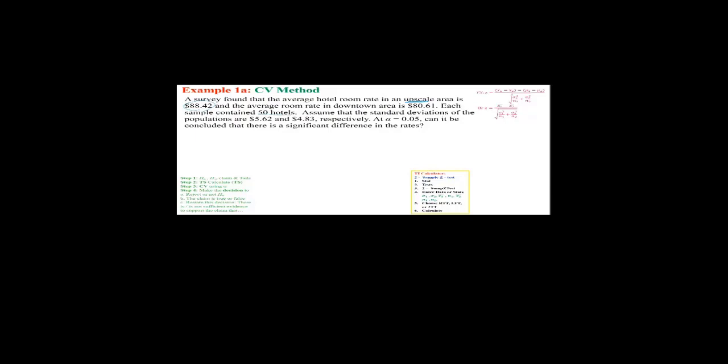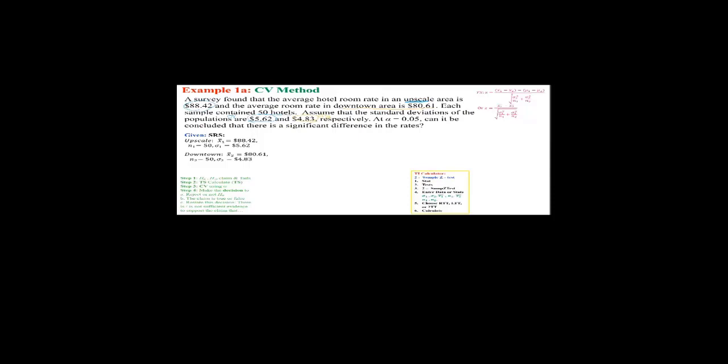And sigma 1 is 5.62. This is sigma 1. For the downtown area, the average x sub 2 bar is 80.61. N sub 2 is the same, 50, and this is sigma 2. Alpha is 0.05. It's an SRS, simple random sample. We are dealing with two different populations or samples, if you will: upscale with x1 bar, N sub 1 and sigma 1, and the same thing downtown, we have those three.